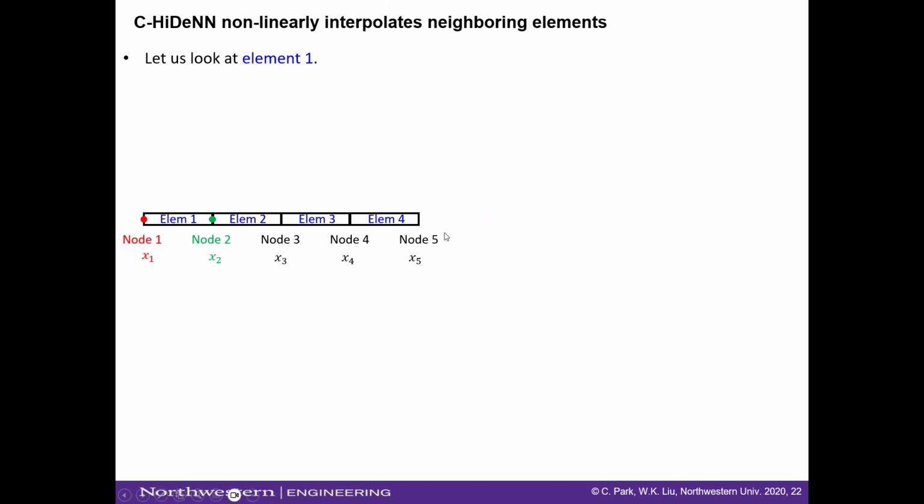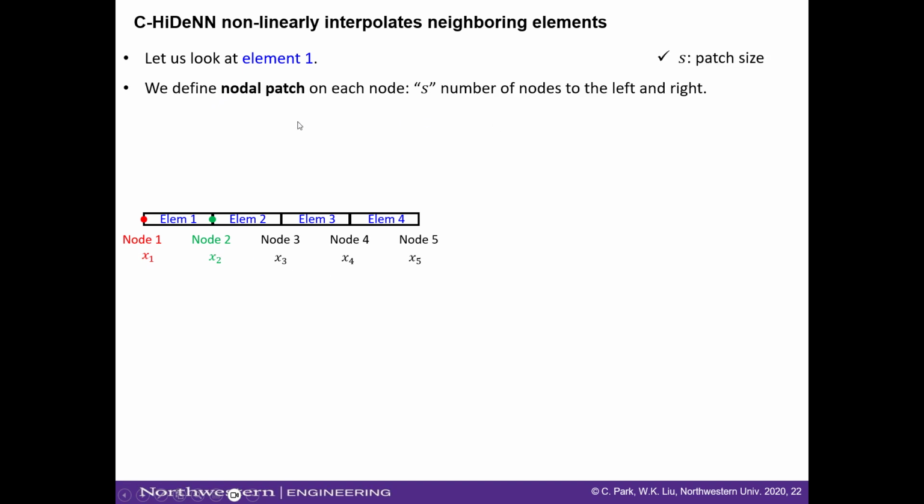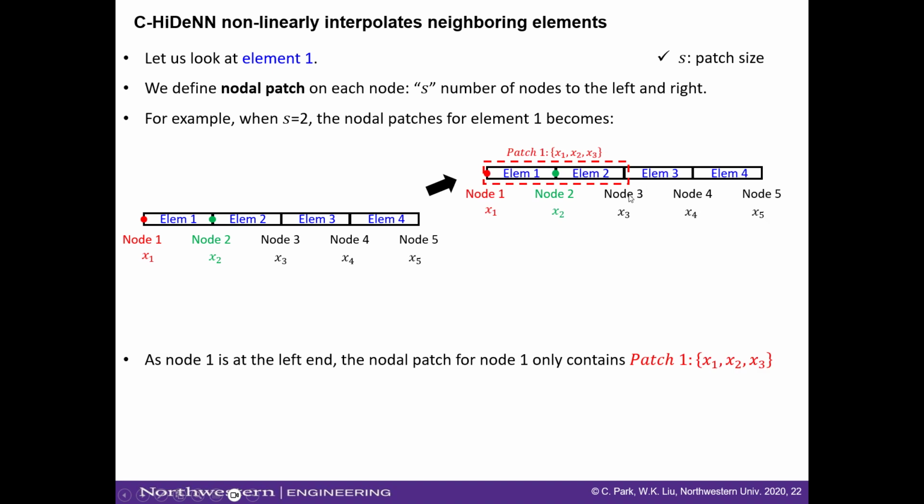Here's the same element diagram. But let's first look at element 1. Element 1 has node 1 and node 2. They are colored red and green respectively. And we define a nodal patch. It's a support domain for each node inside this element. This nodal patch is defined as S number of nodes to the left and right, where S is the patch size. For example, when S is equal to 2, the nodal patch for element 1 becomes, for node 1, these 3 nodes.